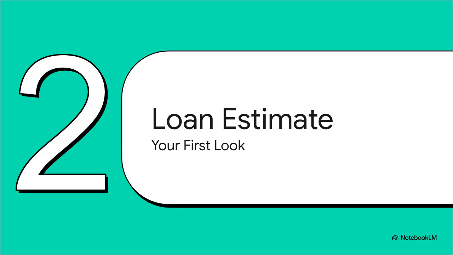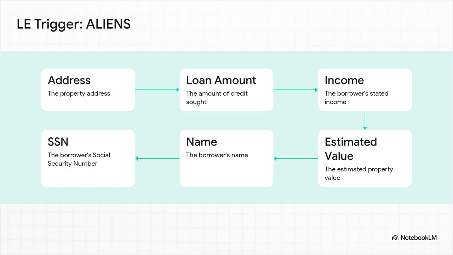All right, let's zoom in on that first document the borrower gets, the loan estimate. You've got to pay close attention here, because the rules around this thing are basically a gold mine for exam questions. So what actually starts the clock on this whole thing? It's a completed application. And you have got to remember this mnemonic, because the exam loves it. Aliens. As soon as a lender has these 6 pieces of info, that's address, loan amount, income, estimated property value, name, and social security number, bam, the clock officially starts ticking.